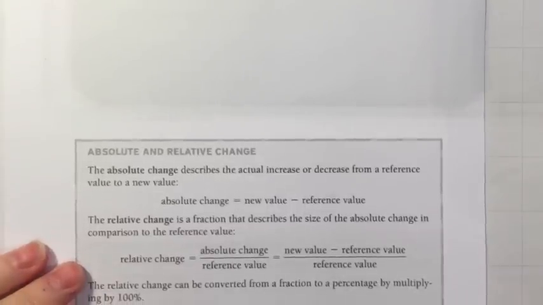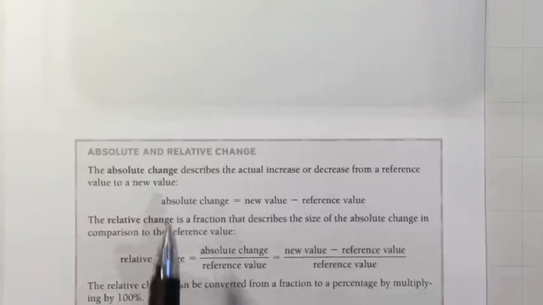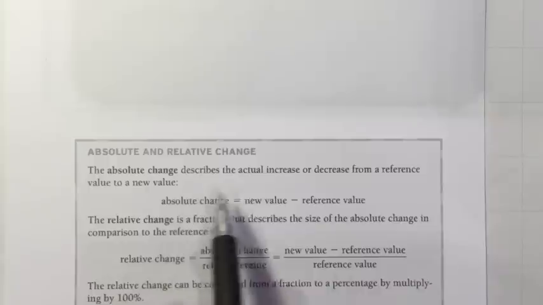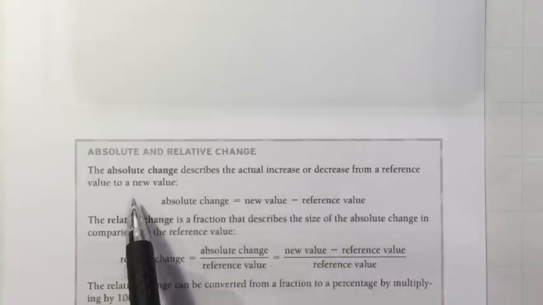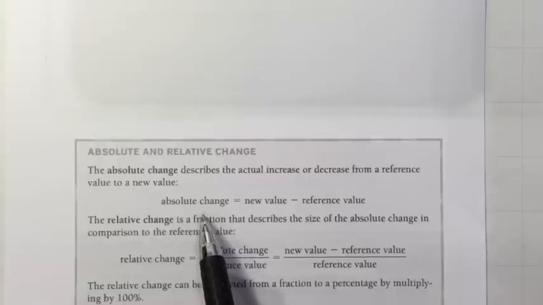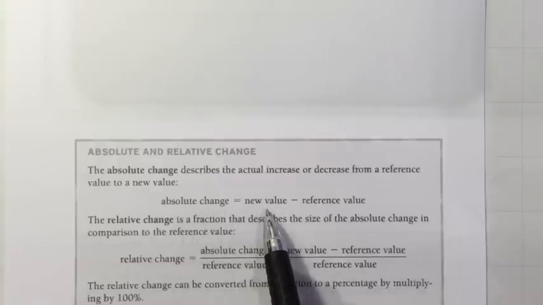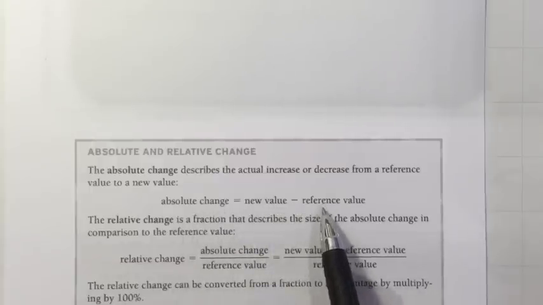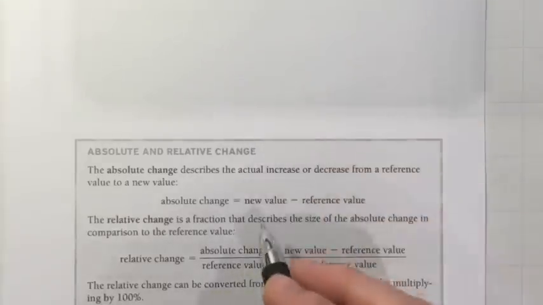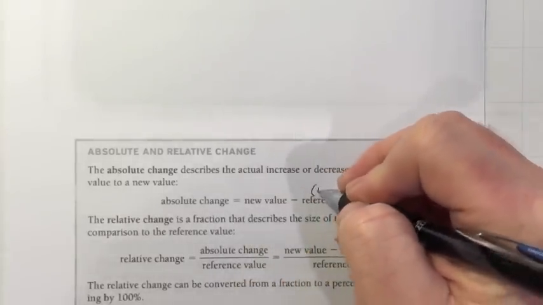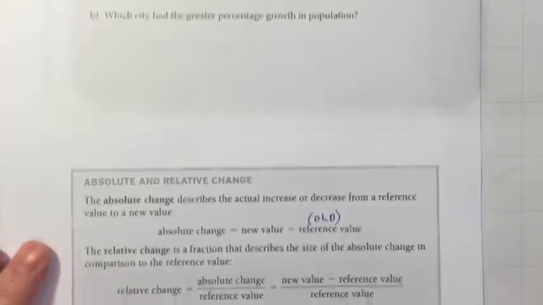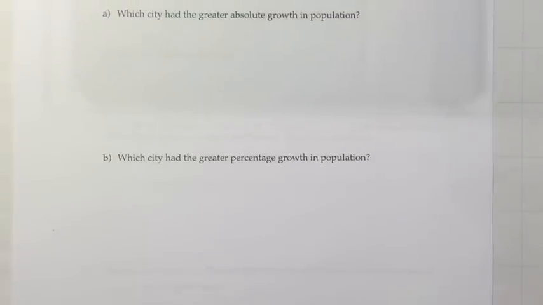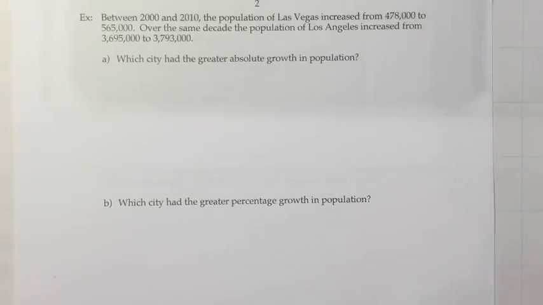We're going to answer that, but I'm going to pop down to the bottom and show you the definition. Absolute change, which is what they're asking about, describes the actual increase or decrease from a reference value to a new value. The way you compute it is to take the more current value, often called the new value, and subtract the reference value. A lot of times the reference value will be an older value, and that's the case here. So let's look at the absolute growth for both of these two cities.